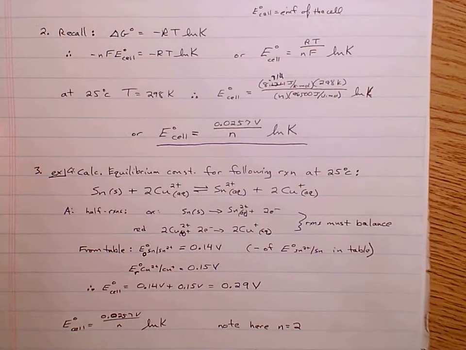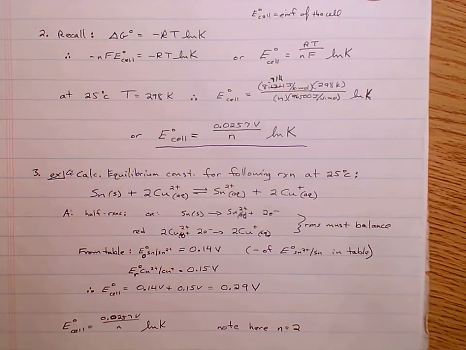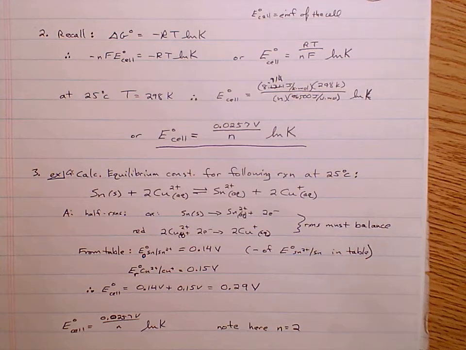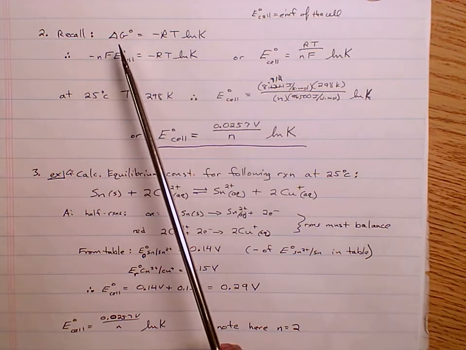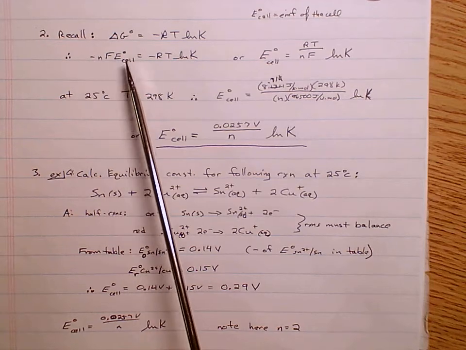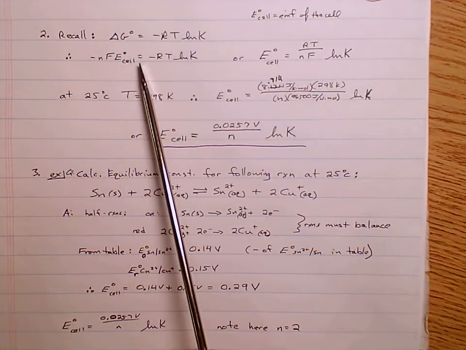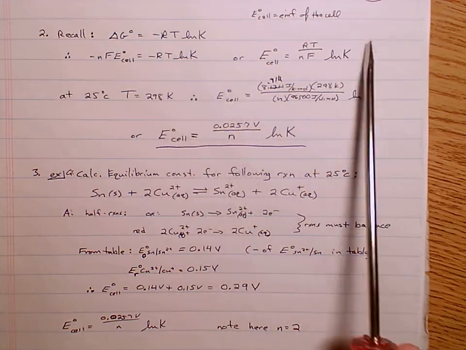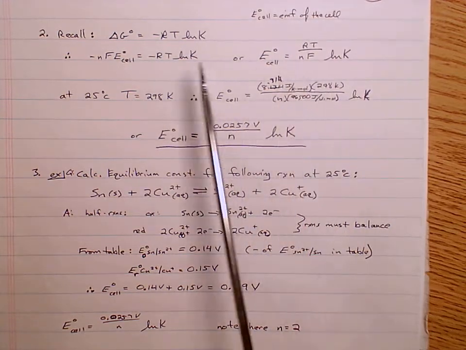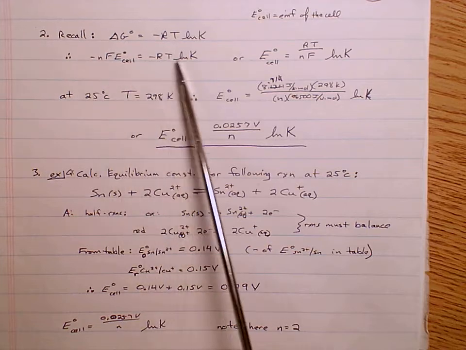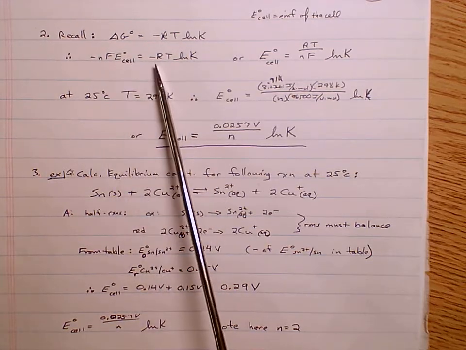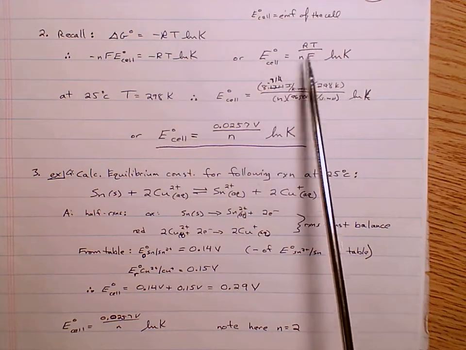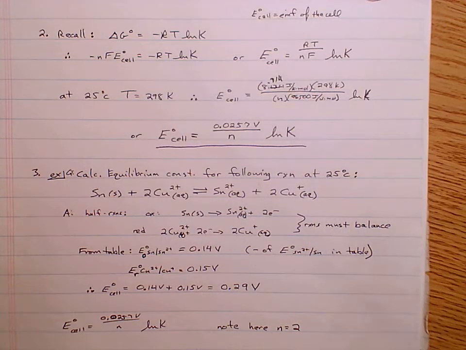But adding some of our other knowledge, recall that delta G naught is negative RT natural log of K from the thermodynamics chapter. Well, delta G naught is also negative nF E naught cell. So negative nF E naught cell equals negative RT natural log of K. Doing a little bit of rearranging, solving for E naught cell, we just divide both sides by negative nF. Note the negatives cancel. And so E naught cell is RT over nF times the natural log of K.